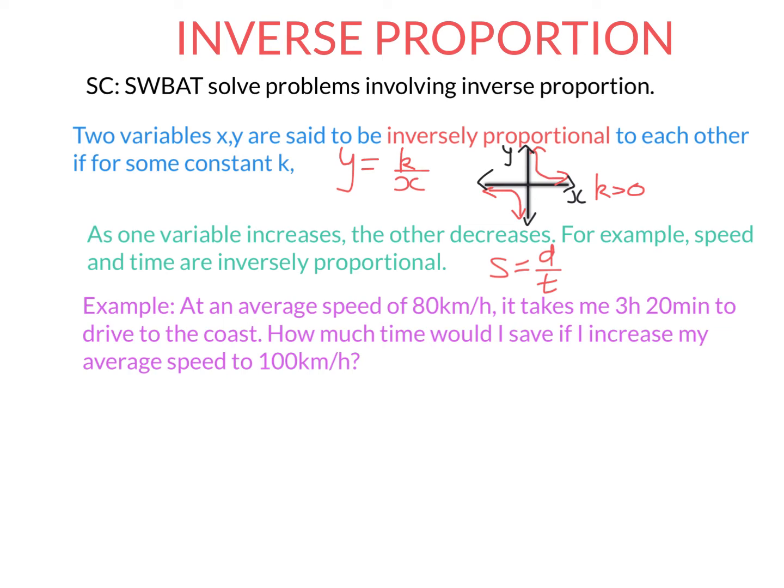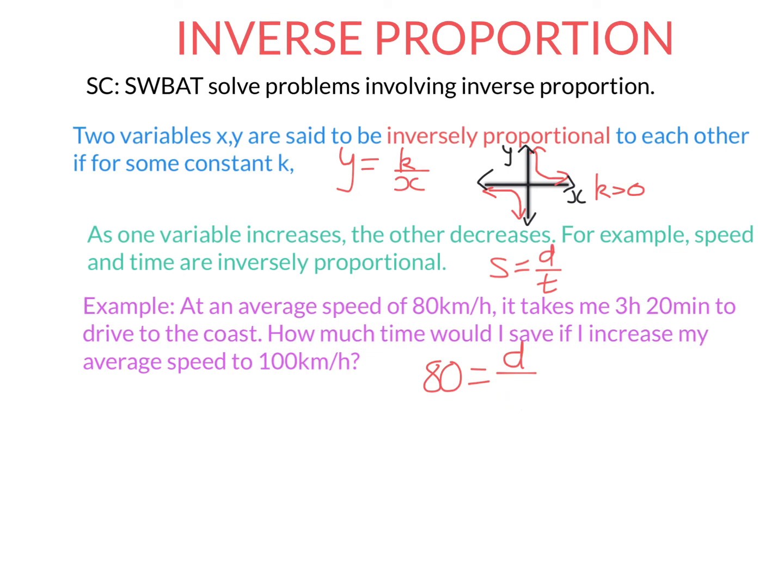So the first thing I'm going to do is try to find an equation that links speed and time, the two variables here, and it should be of this form. So I have that speed equals the distance that I don't know yet over time. Now, the information given to us is that at 80 kilometers per hour, it takes 3 hours and 20 minutes.